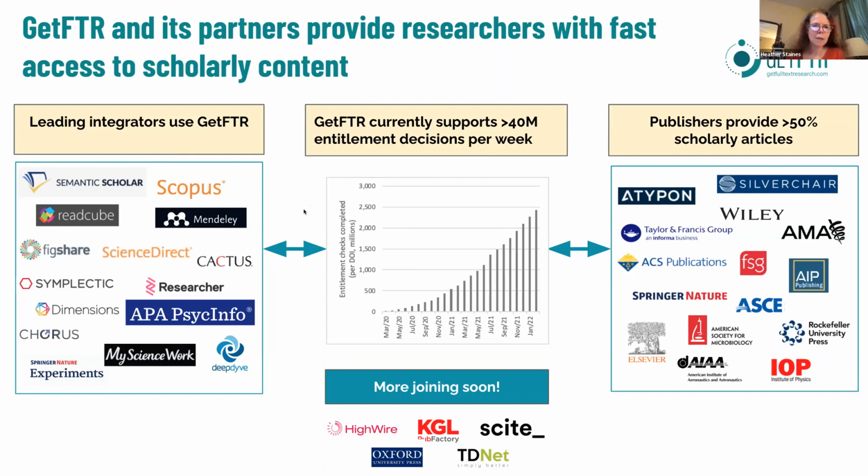In the center of your screen, we like to show that nice growth amongst the number of entitlement requests that are completed. And we're really excited that's growing tremendously. And we're currently supporting more than 40 million entitlement decisions per week. Just to circle back, with the platforms and publishers currently on board, that's more than 50% estimate of the scholarly article output. So very exciting growth story there.